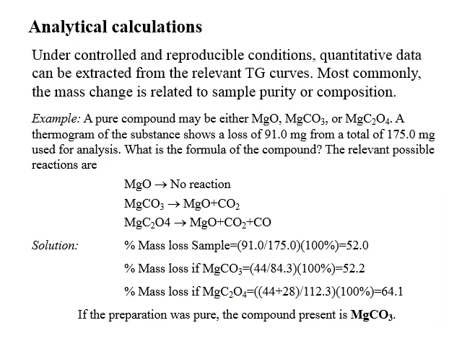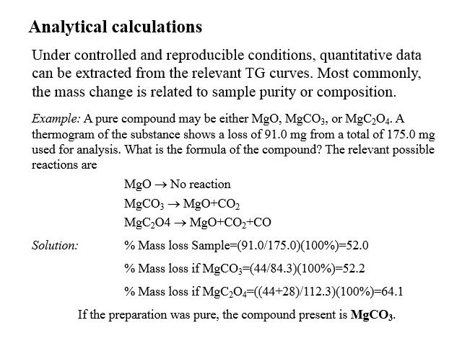So here's an example of an analytical calculation. Under controlled and reproducible conditions, quantitative data can be extracted from most TG curves. Most commonly, the mass change is related to a sample purity or composition. So in other words, you can take a TGA curve and check the purity of something by comparing the observed mass change and the calculated mass change based on a particular reaction.